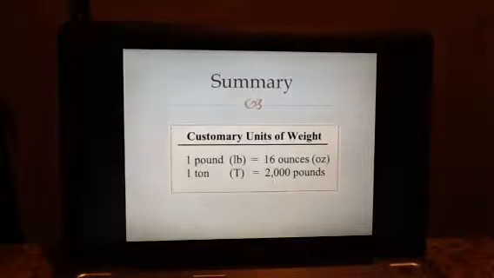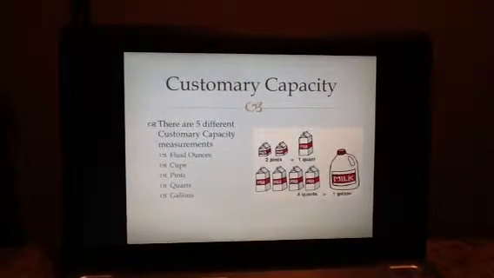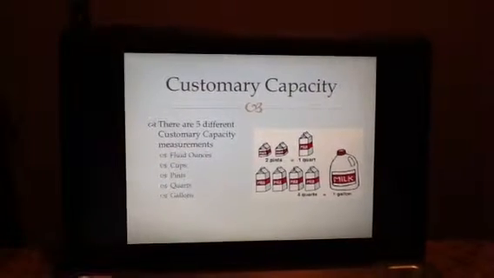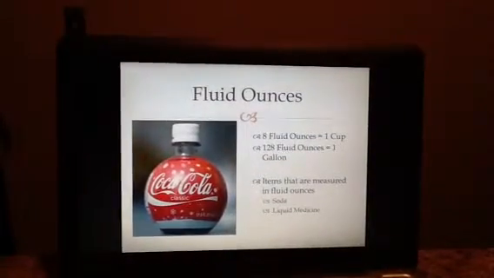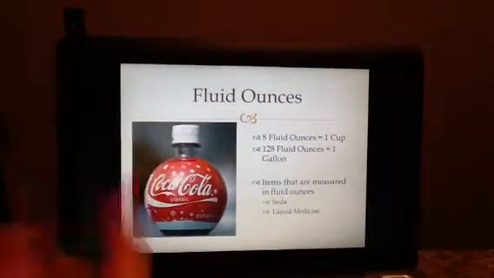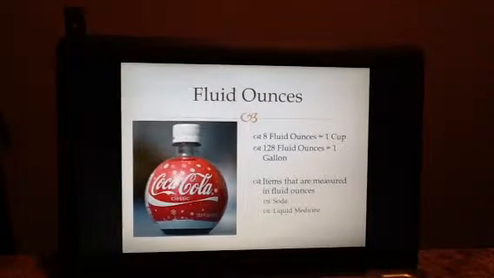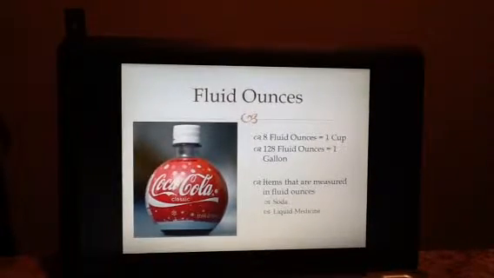Now there's the wrap up. Now we'll move on to capacity. And this one is, to me, relatively the hardest one because it's the one that I don't think we refer to as much as teachers. Fluid ounces is obviously the small one. The great example for that is the Coke bottles. Everybody has had a Coke or a soda.